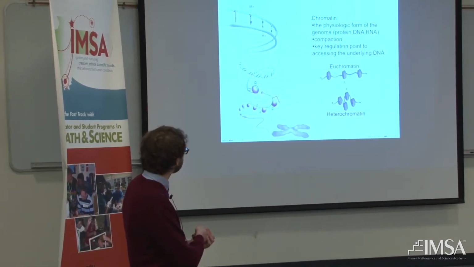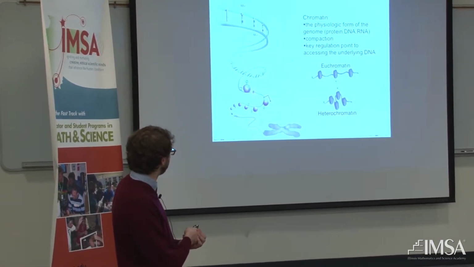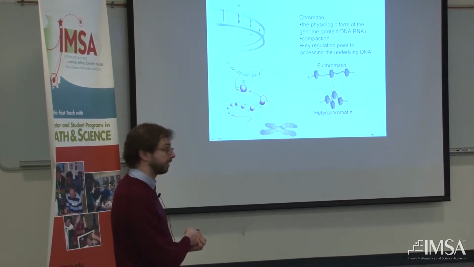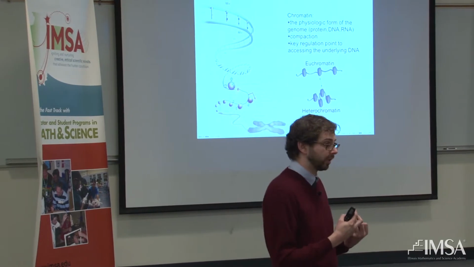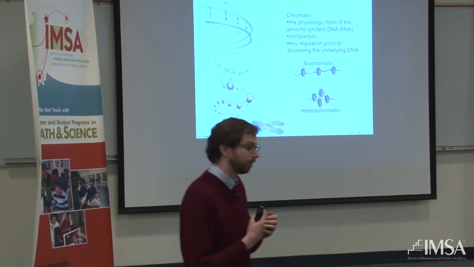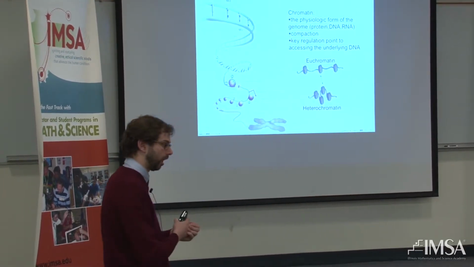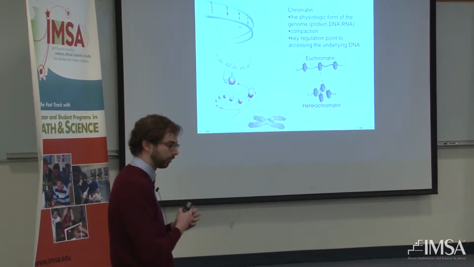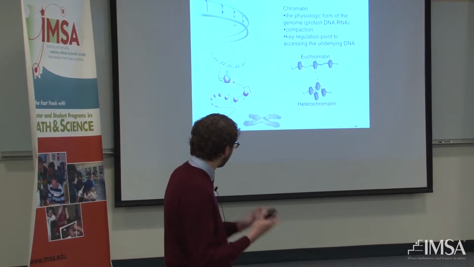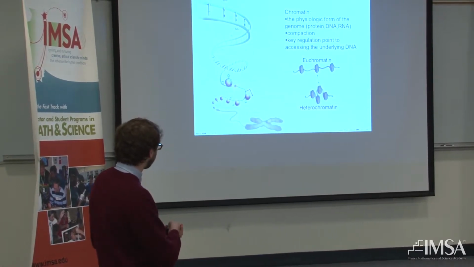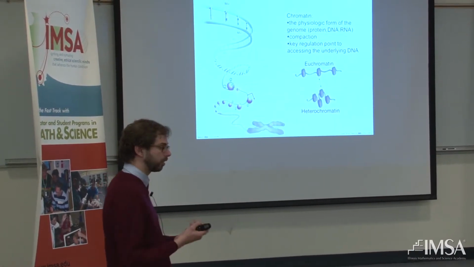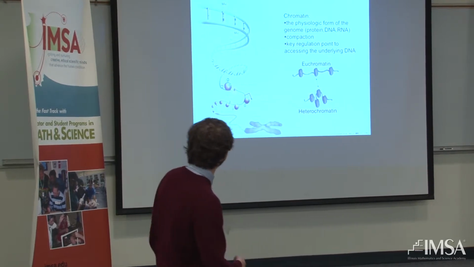It achieves this great compaction I alluded to, but it's also a key regulation point to accessing the underlying DNA. So the chromatin environment around a gene is a critical determinant of how easy it is to turn that gene on or off if it's already in one of those 2 states, or how readily changeable the expression pattern is. But it's also key to accessing DNA in other paradigms, like DNA repair, for example.